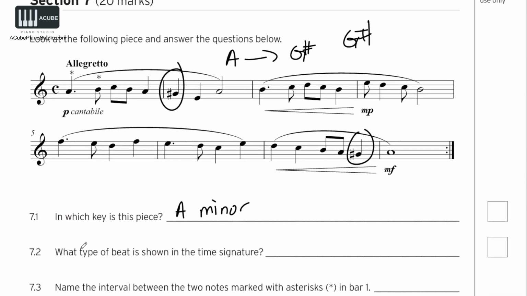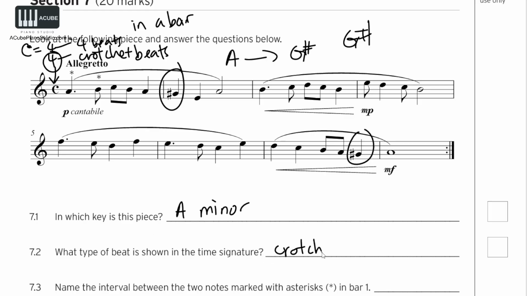Moving on to 7.2, what type of beat is shown in the time signature? If you look at this, this is the same as the 4/4 time, right? So in 4/4 time, what type of beat do we count? We count it in terms of crotchet beats, right? Okay, and the 4 on top means that there are 4 beats in a bar. And the 4 at the bottom says that they are crotchet beats. So what type of beat is it? Crotchet beats. Alright.